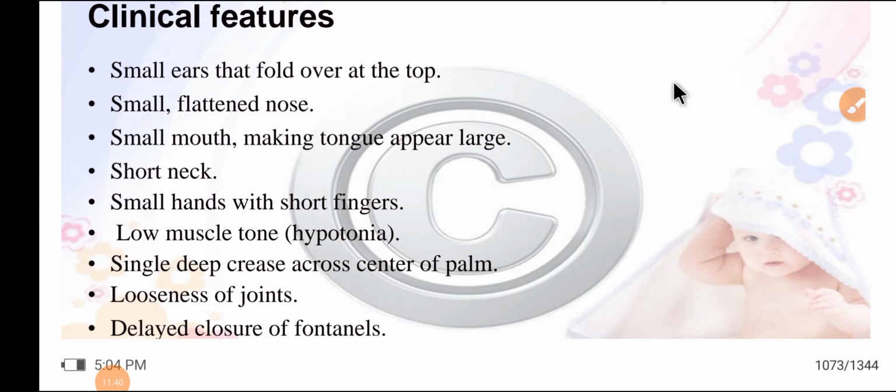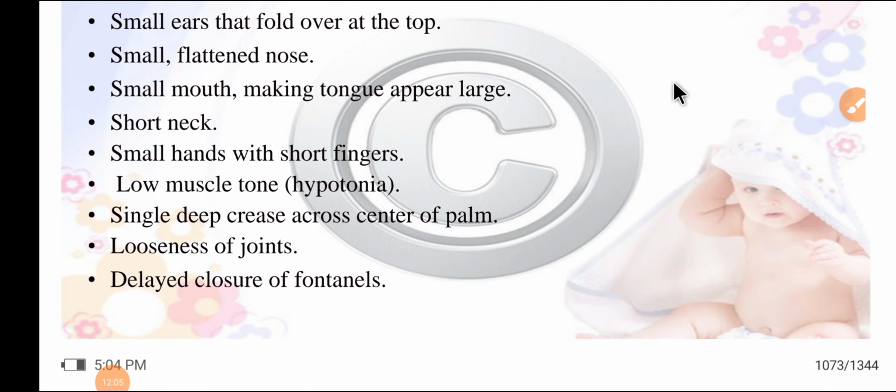Clinical features: small ears that fold over at the top, small flattened nose, small mouth making the tongue appear large, short neck, small hands with short fingers, low muscle tone (hypotonia), single deep crease across the center of the palm, loose joints, delayed closure of fontanelles.